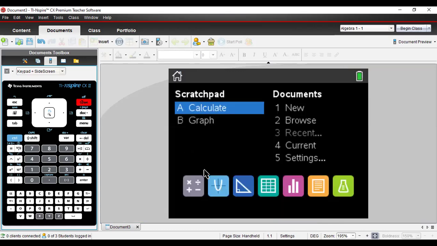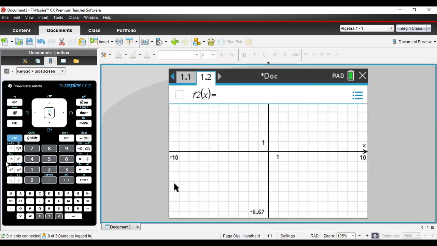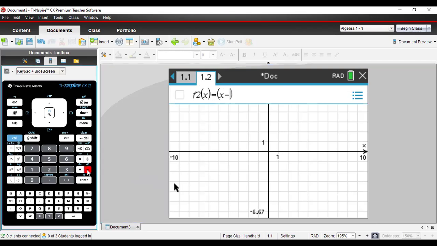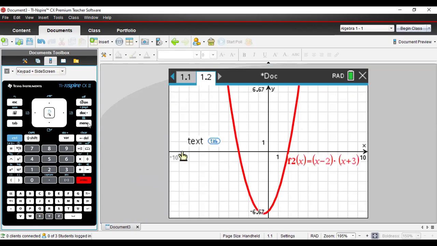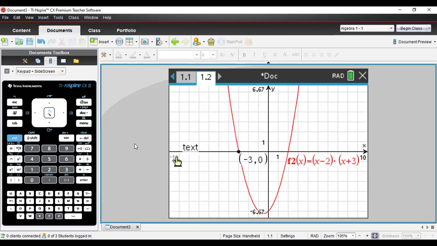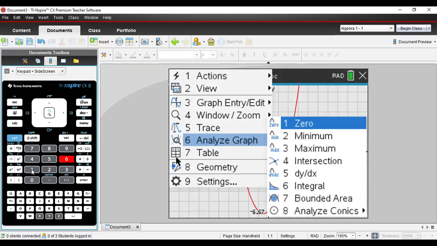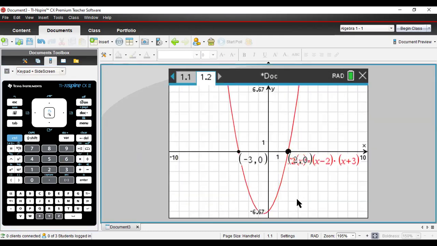This one is x minus 2 times x plus 3. And then you press enter. Now I'm going to do menu 61 again. Bam. Okay, that's a negative 3, 0. Now that one matches. Now the graphs don't look like the graph, so I know this isn't the answer, but I'm going to go ahead.